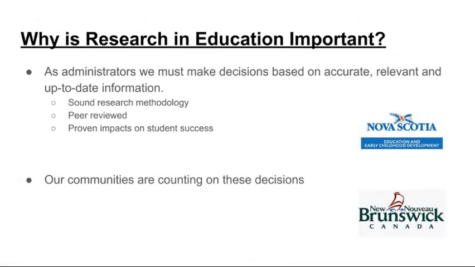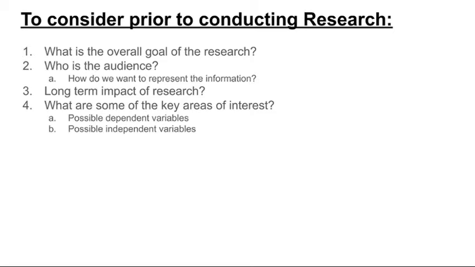This research is important, especially as administrators or school leadership, because we want to make informed decisions using accurate, relevant, and up-to-date information. Our communities and our students are certainly counting on these decisions, thus high-quality research plays a key role in those decisions. While conducting research, we have to consider what the overall goal of the research is. Who is the audience? What type of long-term impacts could this research have? As well as key areas of interest. So what type of variables should we be considering and how should we isolate around those parameters?